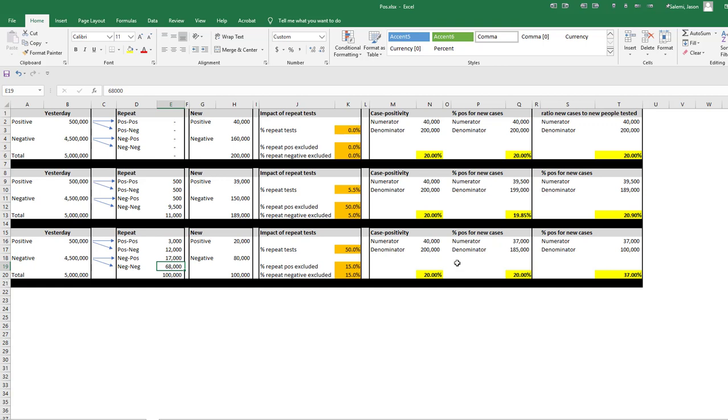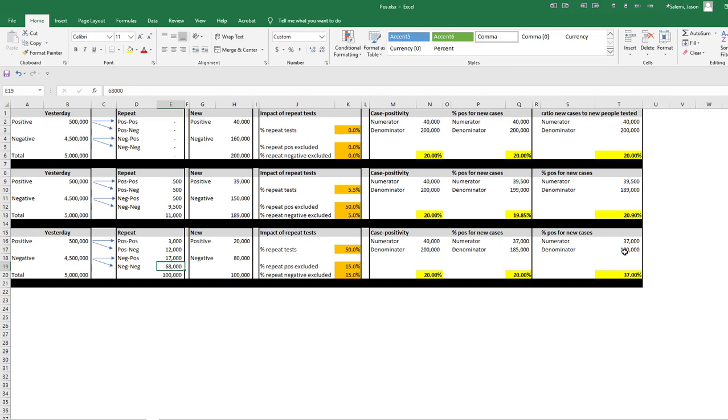The other one is the differential treatment of repeat positive and negative tests. So again, when that distribution is the same, the measures will be identical. Now notice that is not the case for this third measure, the ratio of new cases to the new people tested. That is obviously being influenced heavily by the proportion of all tests that are repeat tests.